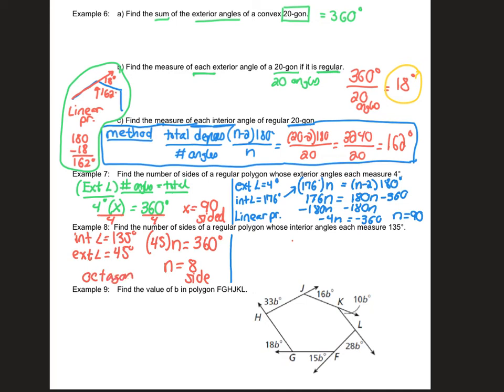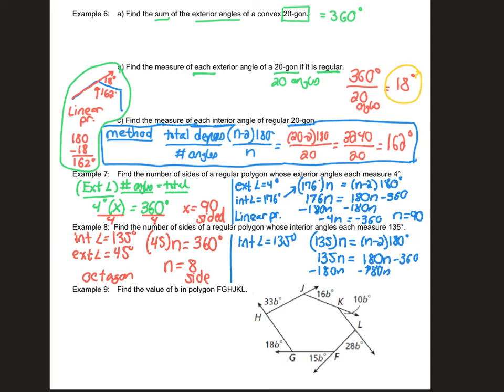The second method was what we learned originally, which again said that if the interior angle is 135 degrees, then I can take that one interior angle, multiply by the number of angles, and set that equal to the total, which for interior angles, remember, the total is (n minus 2) times 180. And then just like we did before, we're solving this equation, 135n. I'm going to distribute, so that's 180n minus 360. I'm going to subtract 180n from both sides.